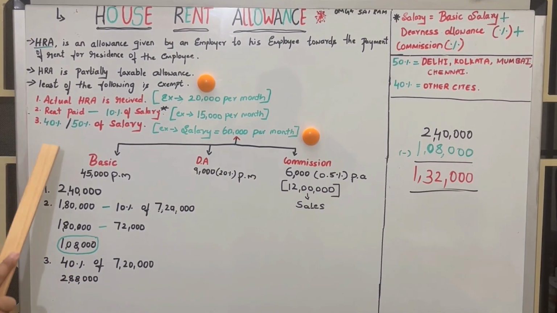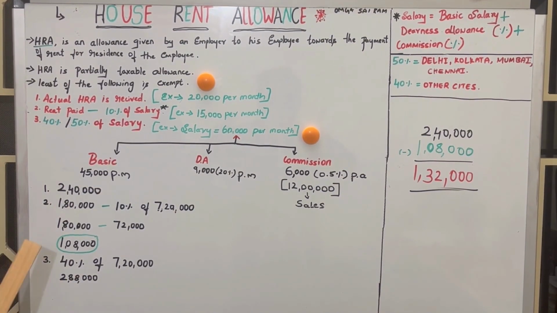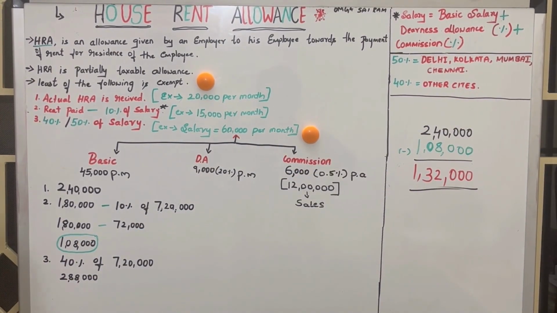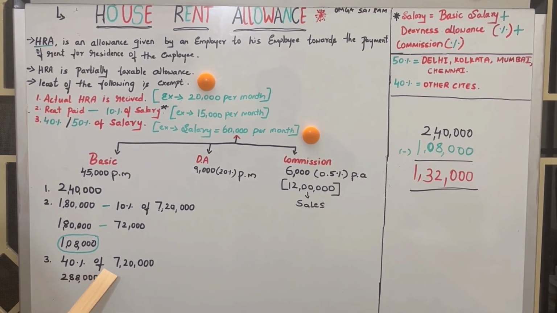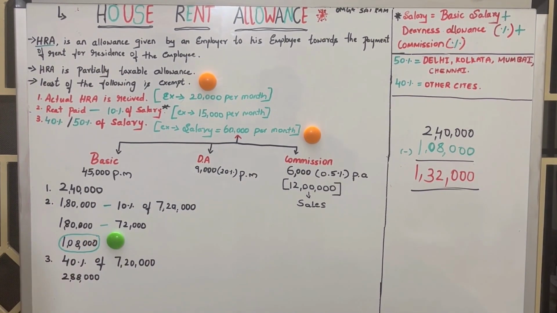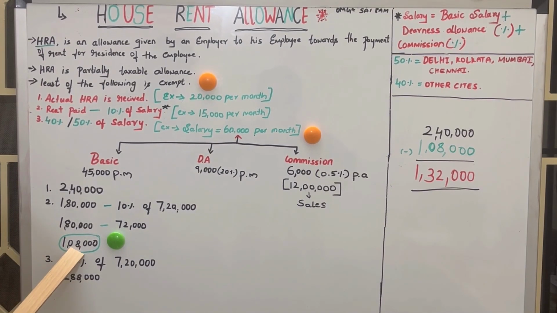Now, what is the third point? 40% of salary. Why 40%? Because in this example, we have considered Bangalore, which is not a metro city. So, 40% is the allowance we will get. So, 40% of salary, which is 7,20,000, we will get 2,88,000 rupees. Out of these three, whichever is lower, that we will get as exempted house rent allowance. So, which is 1,08,000 rupees.